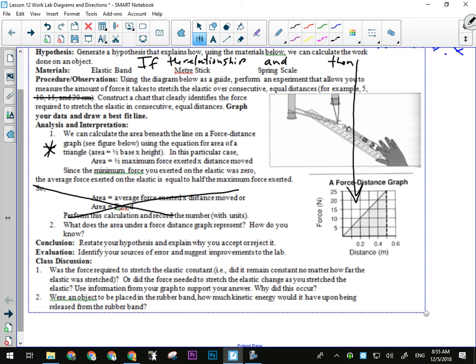Conclusion, same as always: copy paste your hypothesis, look at your data, and say whether you were able to calculate work in the way you said you were. And then evaluation, your sources of error.